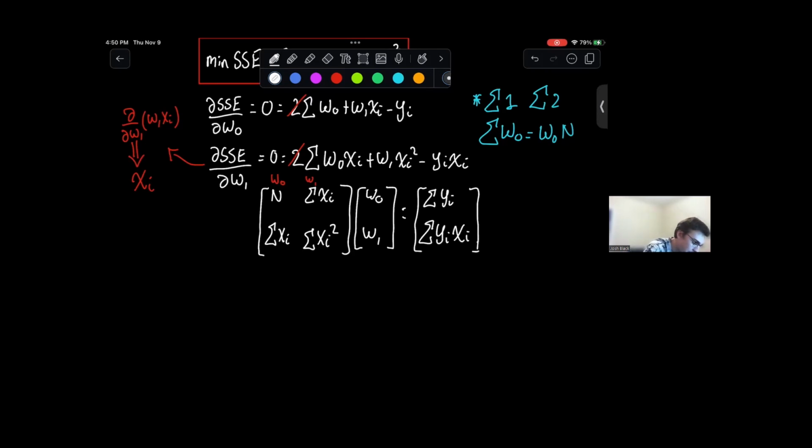Well, I'm always going to have n here because I'm always going to have an intercept. This is just my W1 function. This is also the function that's multiplied by W1, and this right here is going to be the function that's multiplied by W1 squared. And I have a 2 by 2 matrix.